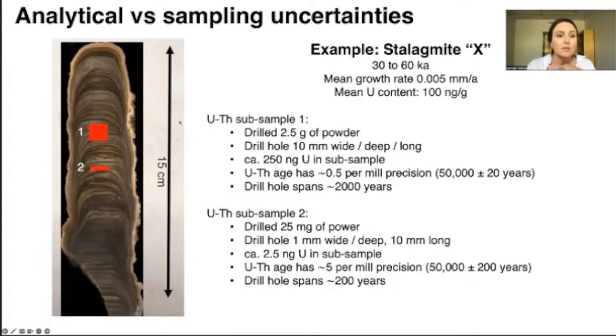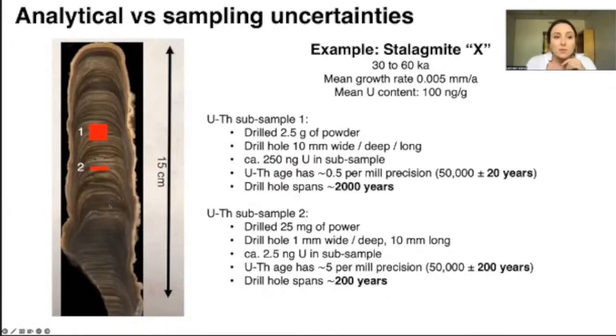With this drill hole, this subsample, he drilled 2.5 grams of powder, which is what you would need to get sub-Hermel precision, right? And that's great news. So you've got really great analytical precision, but because you've drilled such a massive hole, you've incorporated over 2,000 years of growth layers, right? So your sampling uncertainty is much larger than your analytical uncertainty.